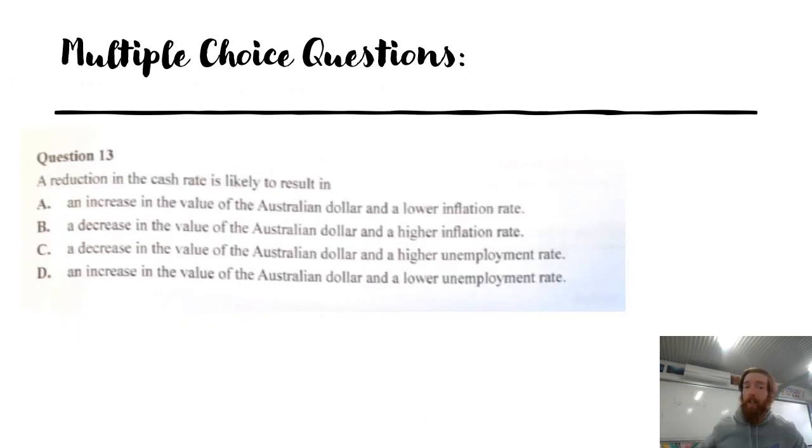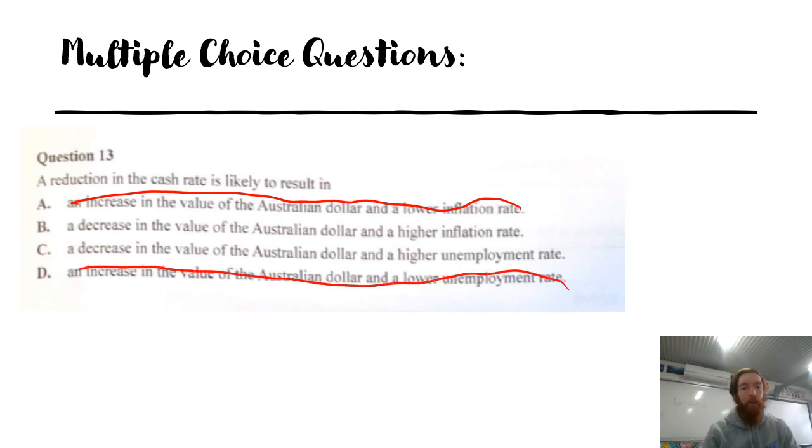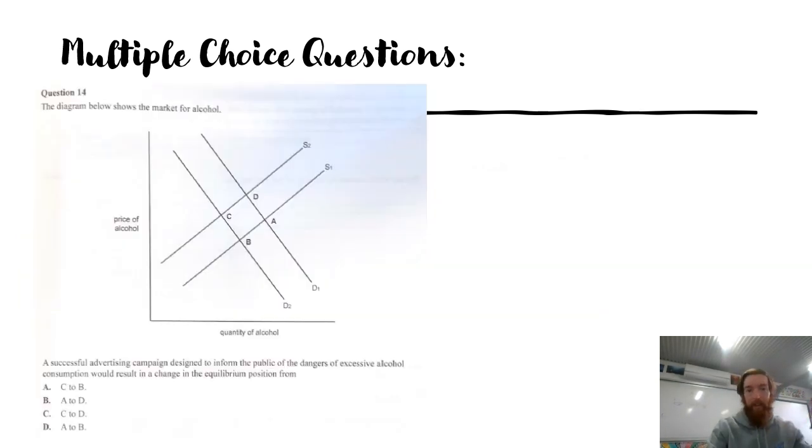The reduction in the cash rate is most likely to what? So when we reduce the cash rate, it's going to decrease the value of the Australian dollar as foreign investors remove their investments from Australian banks in search of greater return elsewhere. So we can rule out A and D straight away. And then also a reduction in the cash rate aims to stimulate the economy and stimulate aggregate demand. So it's not going to increase the unemployment rate because it's going to hopefully make unemployment lower. So we rule it out, we get to B, where it's going to decrease the value of the Australian dollar and give us a higher inflation rate. Two to go. Let's do this.